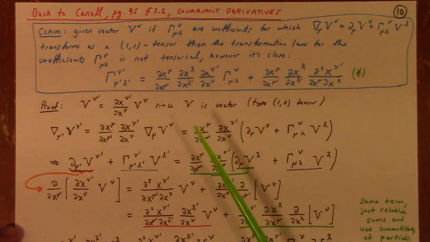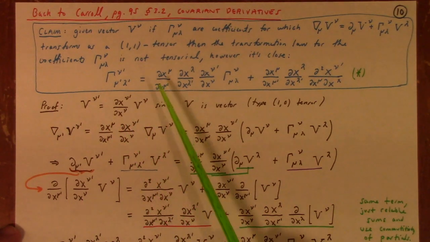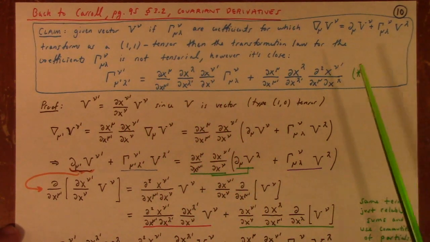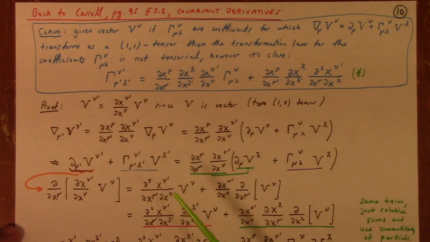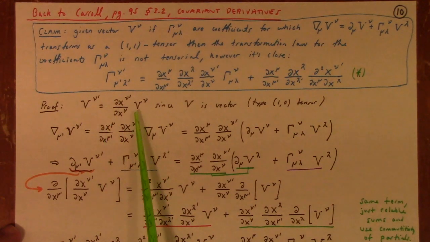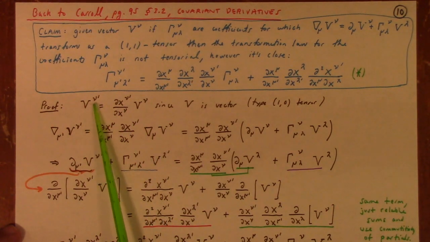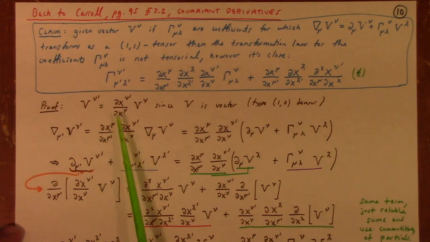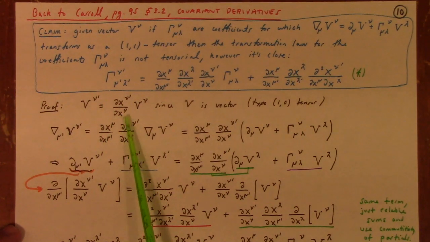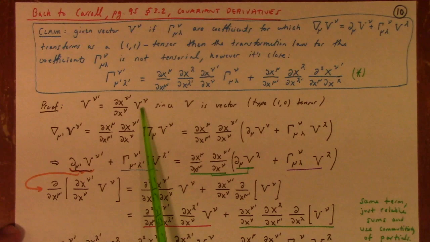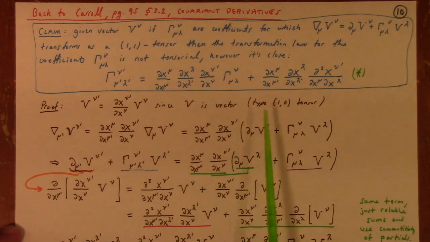so here we go. Supposing that this is a 1-1 tensor, that means that with respect to a general coordinate transformation, we have these transition matrices for the transformation law. So here's the vector transformation law: V nu prime is partial x nu prime over partial x nu, contracted over V nu, since V is a type 1,0 tensor.